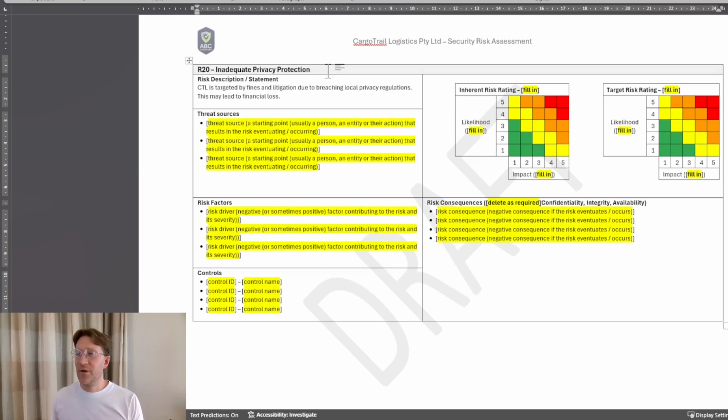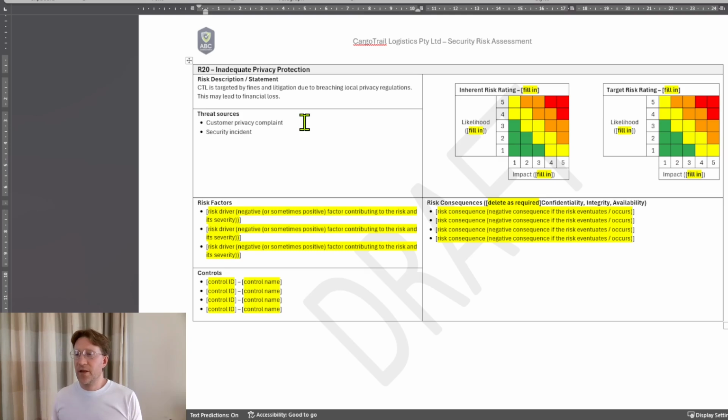Final risk 20, we have inadequate privacy protection. In this case, we'd be looking at financial loss due to fines and penalties for not adequately protecting data that CTL was processing, was storing, was handling. Threat sources for this risk include a customer privacy complaint. If we had a customer of CTL who made a complaint to the relevant government authority in their country about how information they gave over to CTL was handled, this could be the source of it. Or we could also, of course, have a security incident.